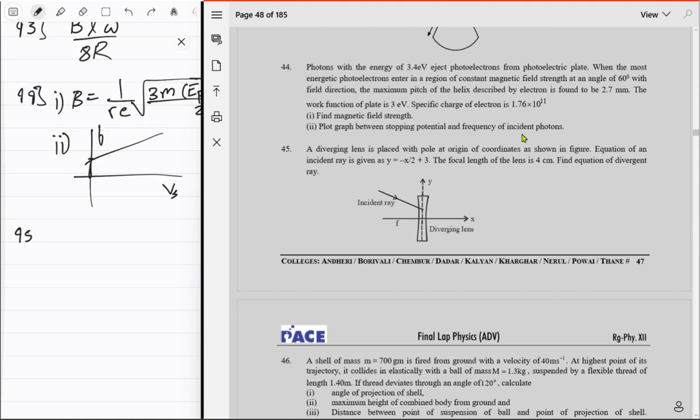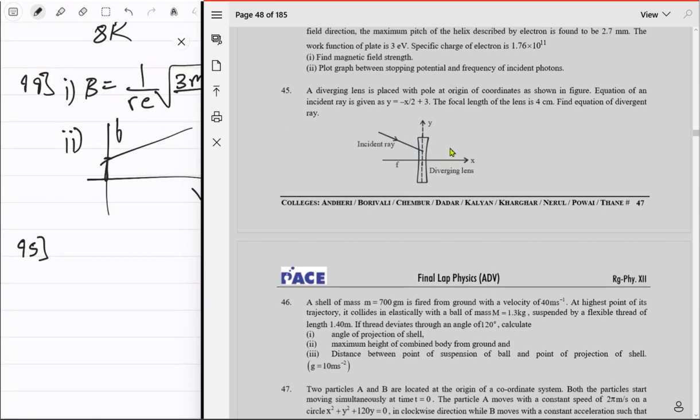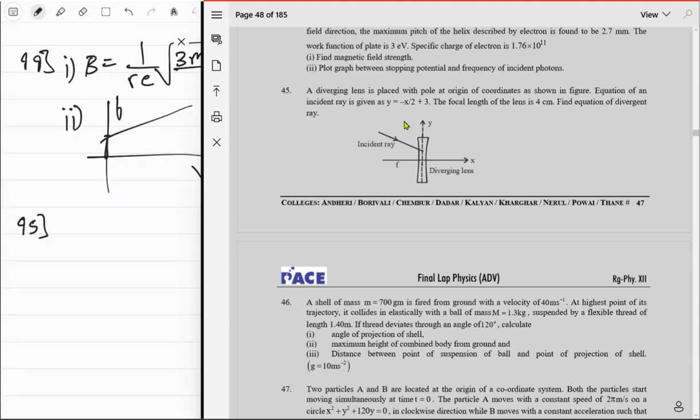Right. Next question. 45. A diverging lens is placed with pole at origin of coordinates as shown. Equation of an incident ray is this thing. The focal length of the lens is 4 centimeter. Find the equation of divergent ray. I gave the incident ray. I hate it. So x y equal to 0. X equal to what? Okay, pole as the origin. Thanks for that at least.